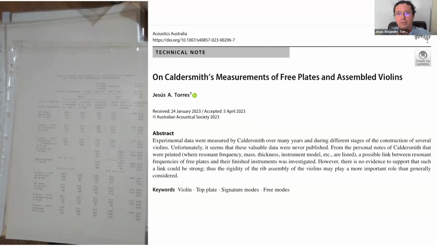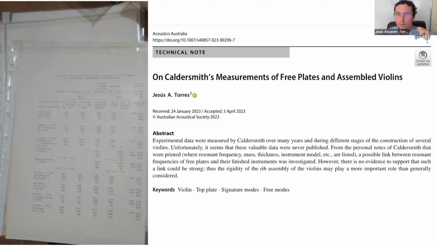In this first paper on Caldersmith measurements of free plates and assembled violins, we have a lot of measurements of Graham. Sadly, Graham Caldersmith passed away 5 years ago. I have a lot of his experimental data. In these boxes, we found a lot of data like this. He measured frequencies, weights, and signature modes of violins in several stages of the construction.